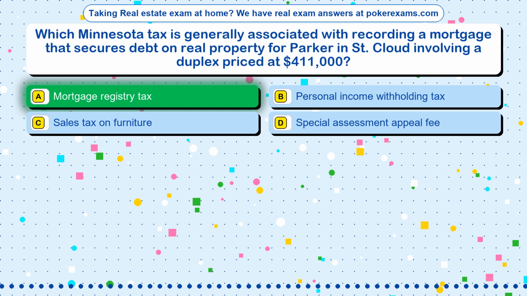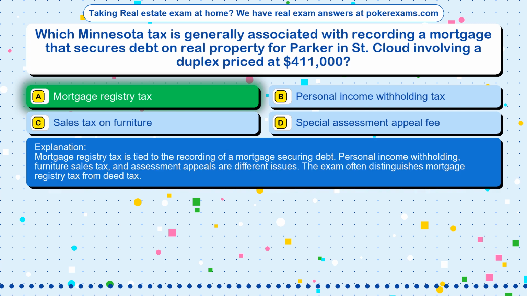The correct answer is option A, mortgage registry tax. Mortgage registry tax is tied to the recording of a mortgage securing debt. Personal income withholding, furniture sales tax, and assessment appeals are different issues. The exam often distinguishes mortgage registry tax from deed tax.